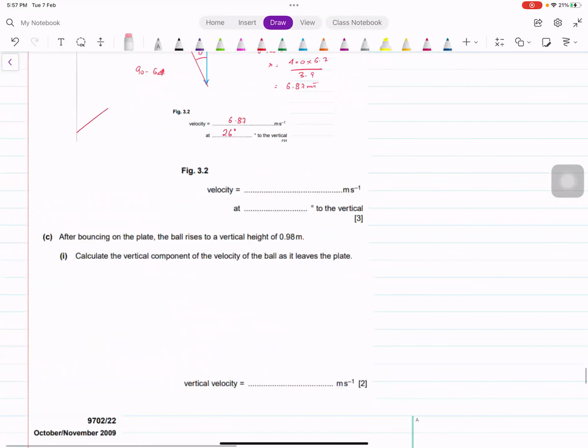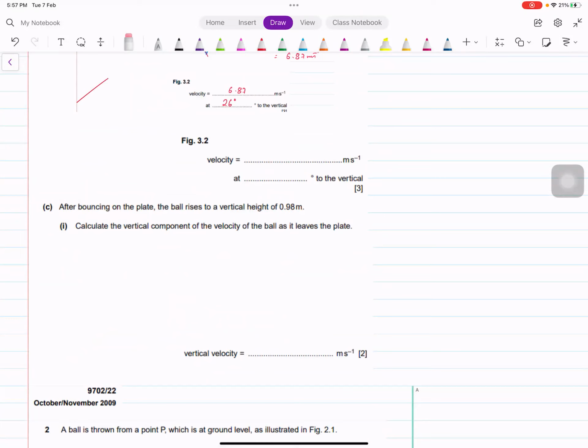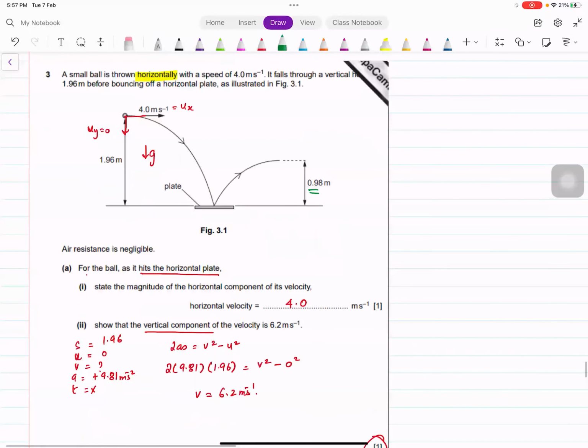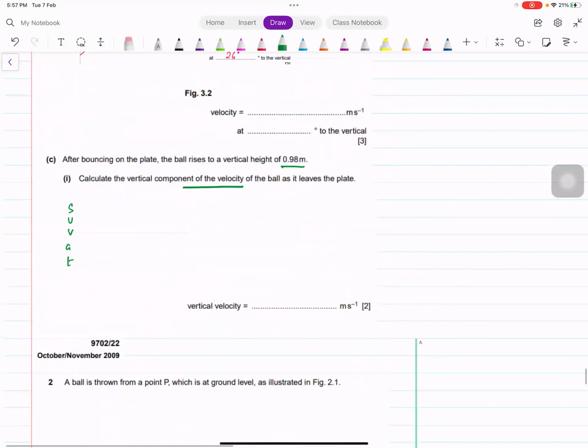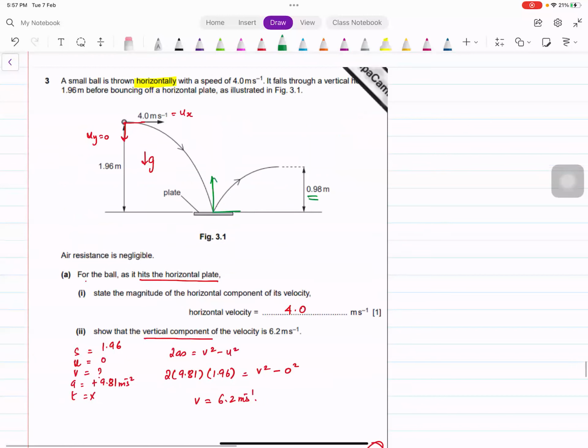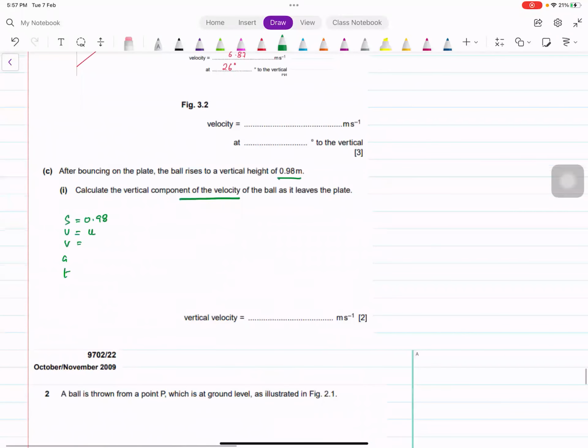Okay. Then it says after bouncing, the ball rises to a vertical height of this much. Calculate the vertical component velocity of the ball as it leaves. Again, we want to find the vertical velocity. We want to use SUVAT. The vertical displacement is 0.98. The initial velocity, now there will be an initial velocity because it will be like this, horizontal will be like this. But because it reaches the highest displacement, the final velocity will be 0. So final is 0. Acceleration, should I take minus 9.81 or positive, please?